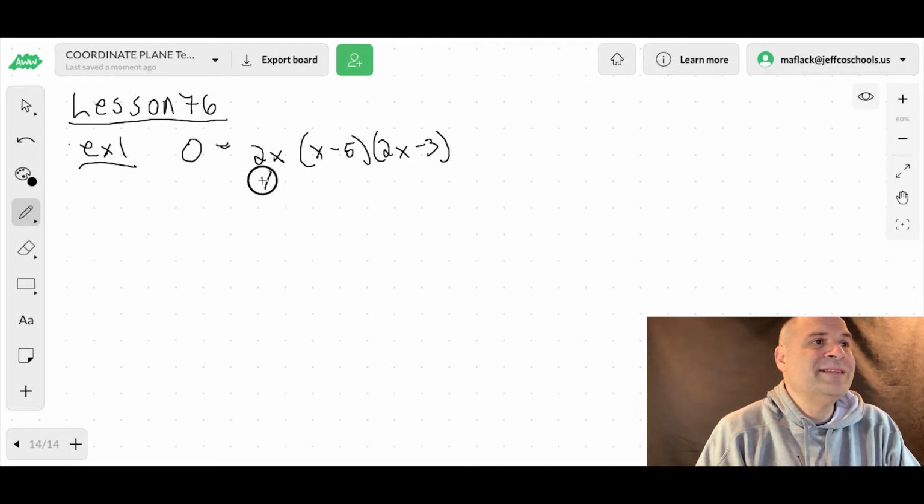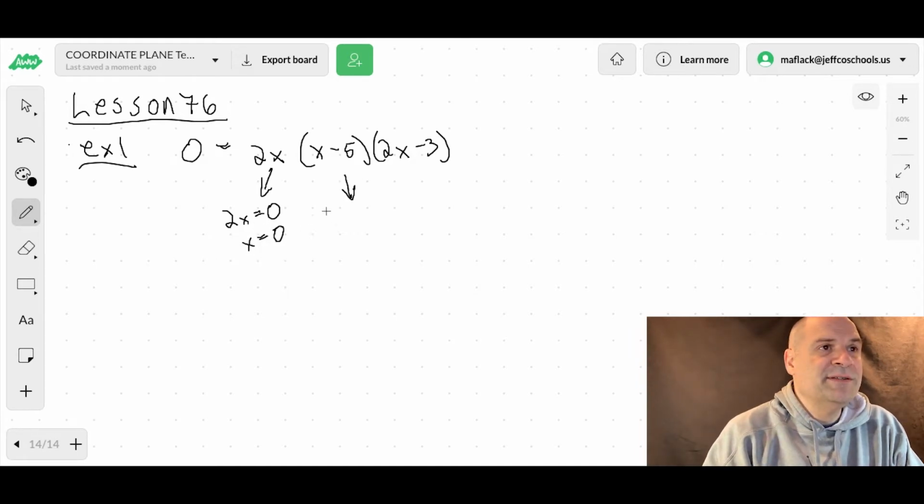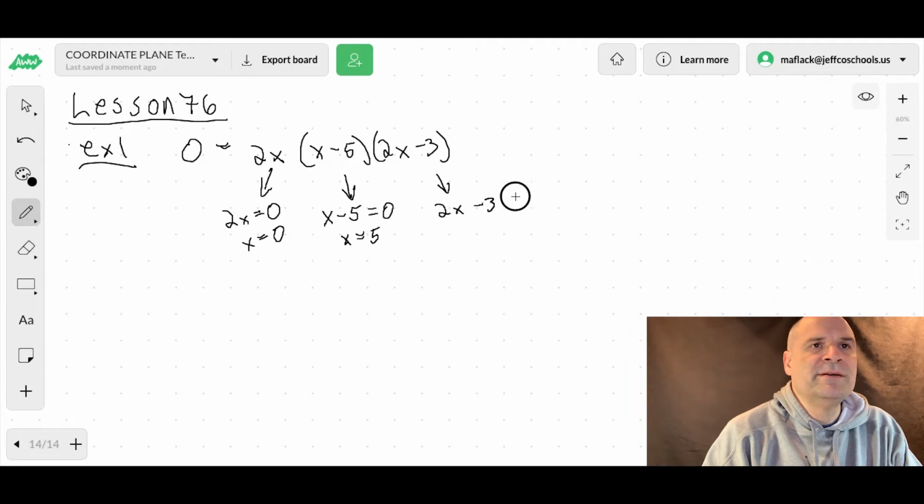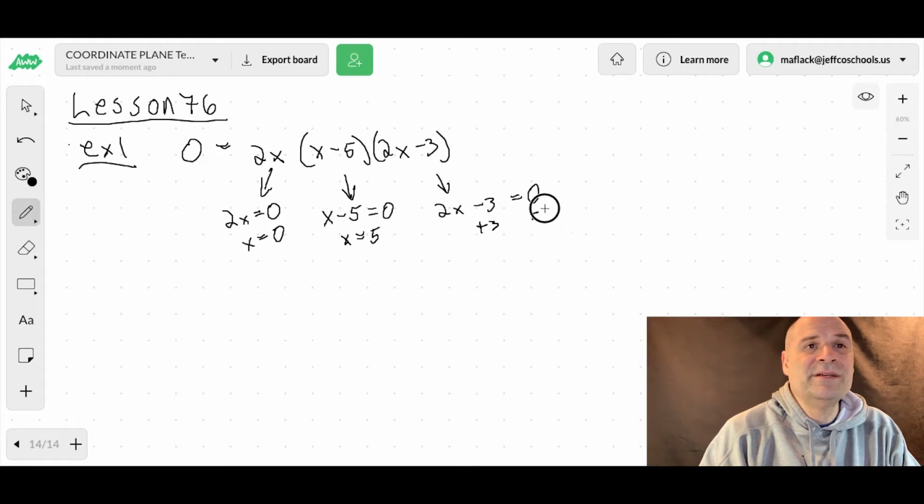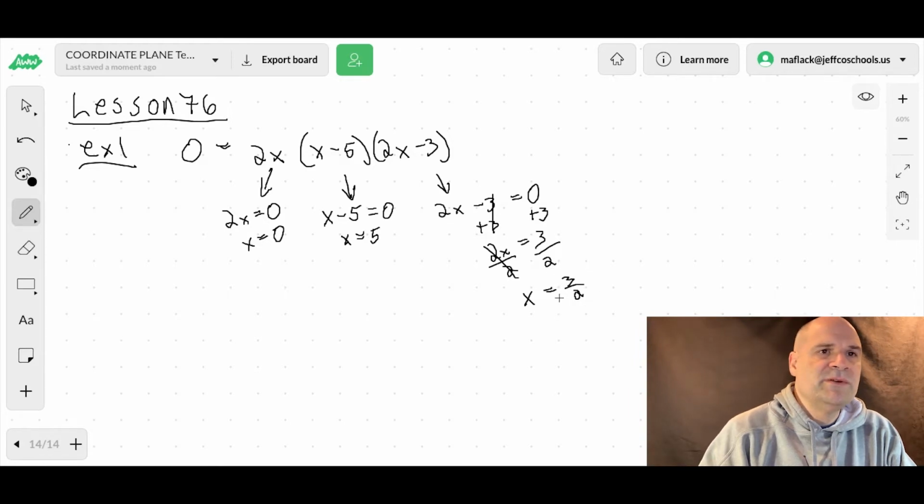Okay, so if 2x equals 0, then x has to be 0. If we set x minus 5 equals 0, well, add 5 to both sides or just figure it out, x equals 5. This one's a little bit more complicated, but you can still do it the same way. There's a little shortcut that we talked about before. If you solve this equation, adding 3 to both sides, and then divide by 2, x equals 3 halves. So these are our zeros.